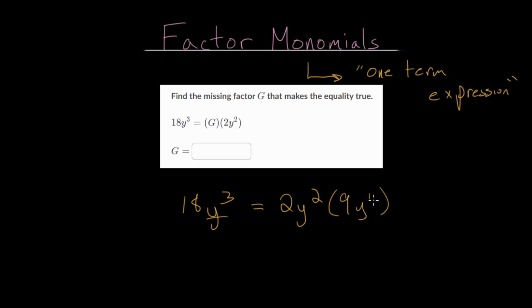And you can check this by just remultiplying. Since we know 2 times 9 is 18. And remember, y squared is just y times y. So we have 2 y's multiplied together here, and we're multiplying it by a third one here. And when you multiply y 3 different times, we can just rewrite that as y to the third power. So it looks like in this case, we factored out this 2y squared, and we were left with 9y, or 9 times y. So g in this case is just 9 times y.